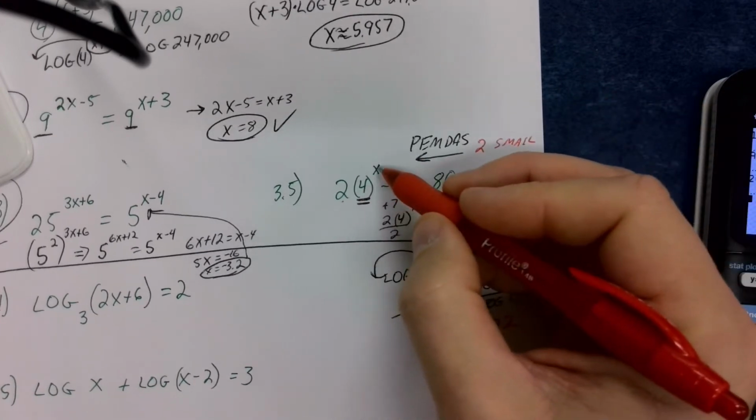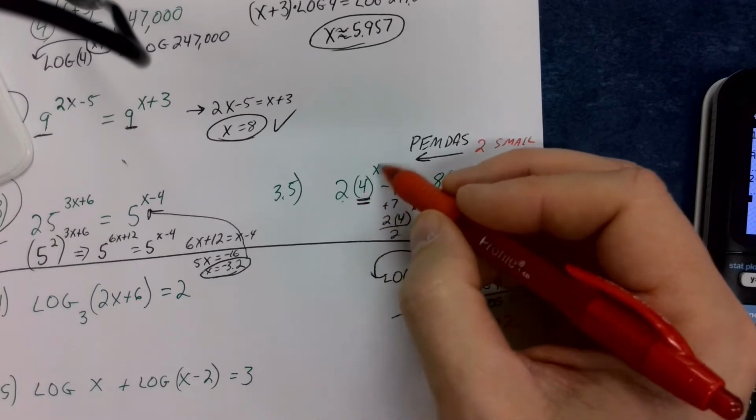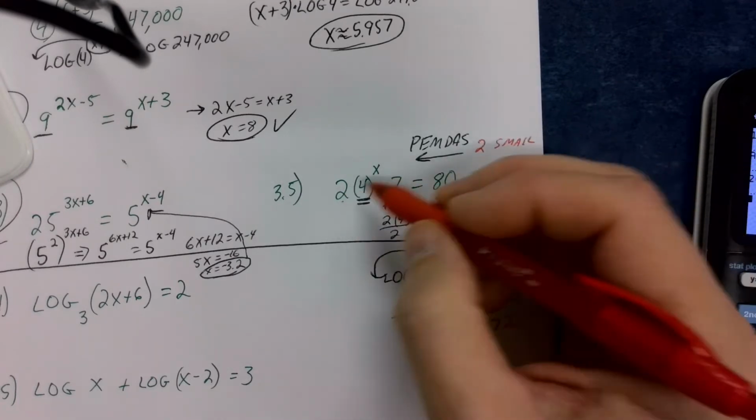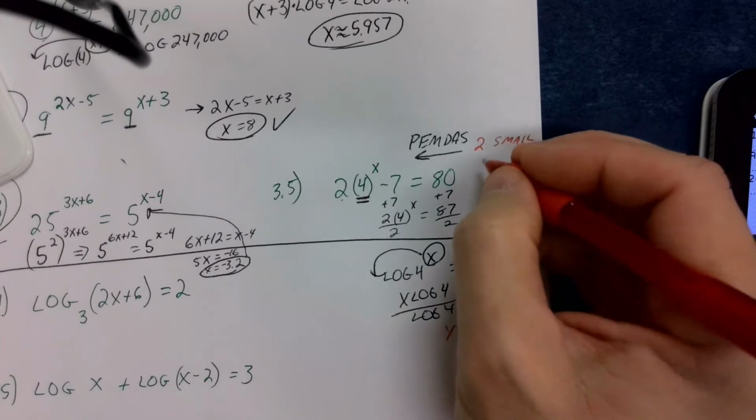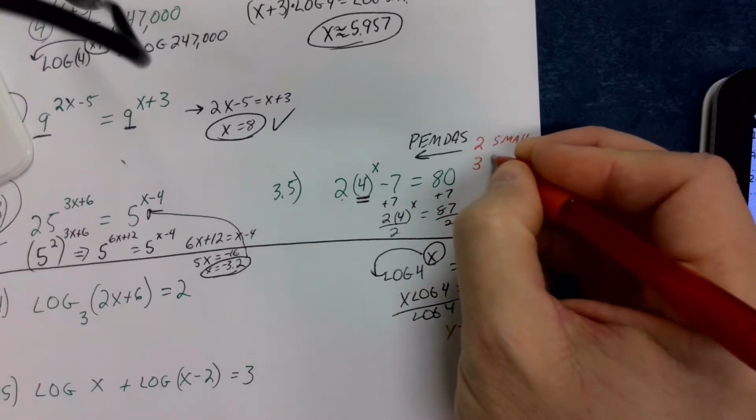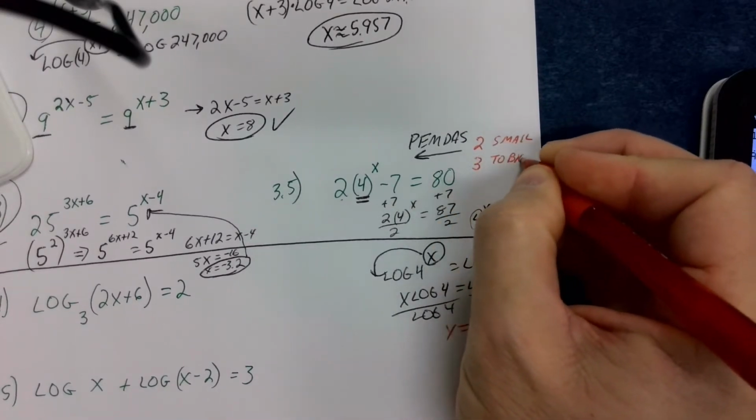4 cubed means 4 times 4 times 4, which is 64. 64 times 2 is 128. 128 minus 7 is 121. So 3 is too big.